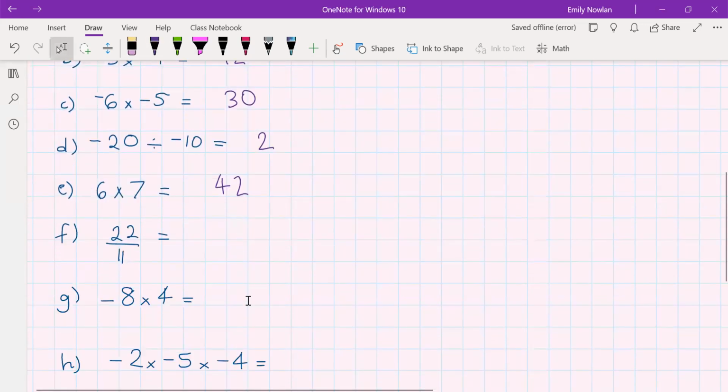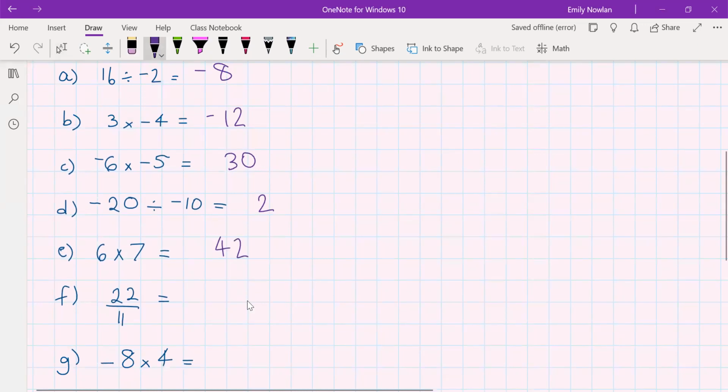Now this one is 22 divided by 11. So when you have a fraction bar like that, that means divided by. So just make sure you realize that. So what's 22 divided by 11? As normal, how many 11s go into 22? 2. Next one, -8 times 4.